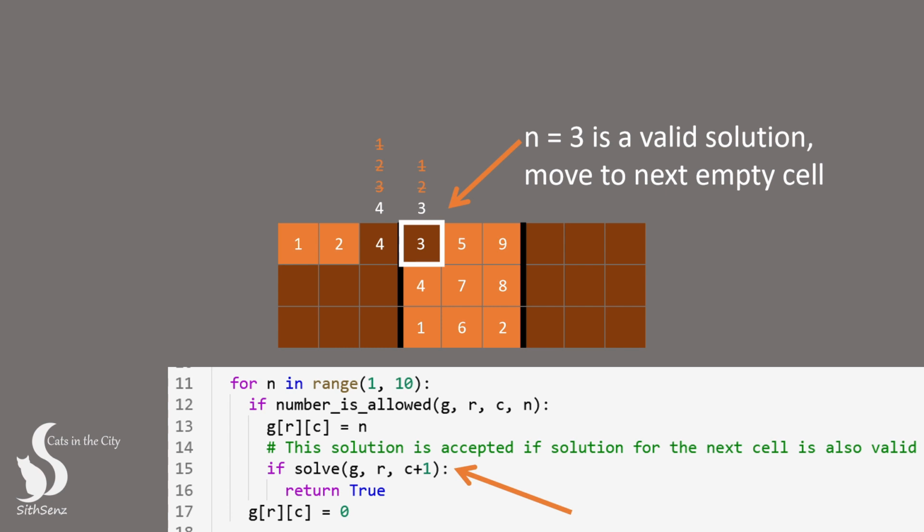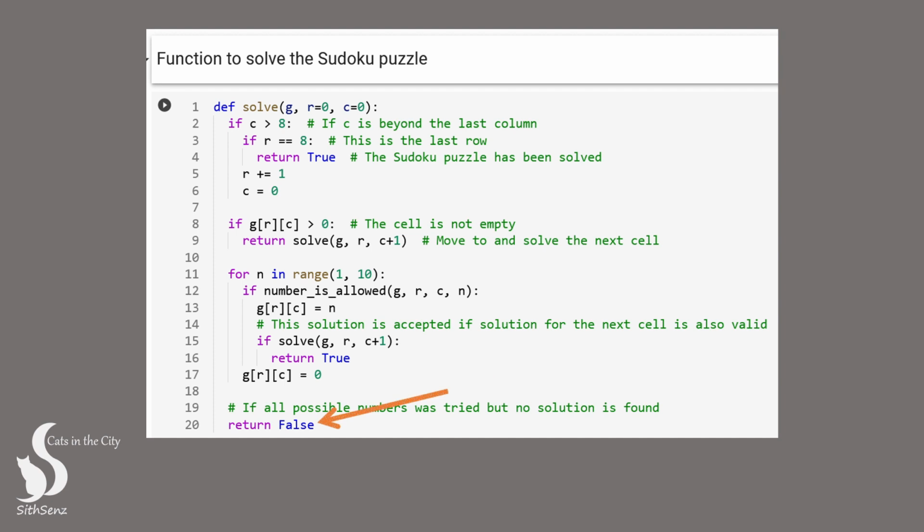The last line of code in this function returns a false value. This means that the solve function was unable to solve the Sudoku puzzle. If everything goes well, our program should never reach this line.